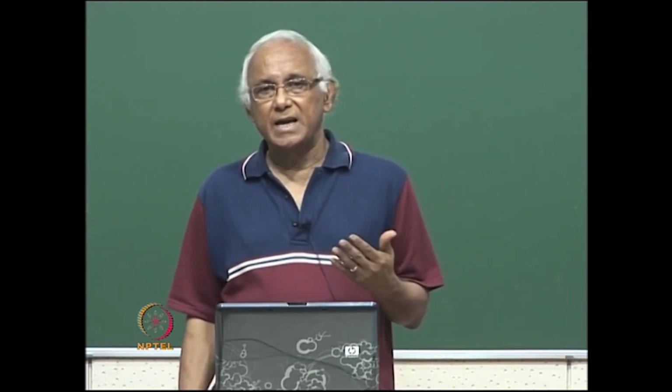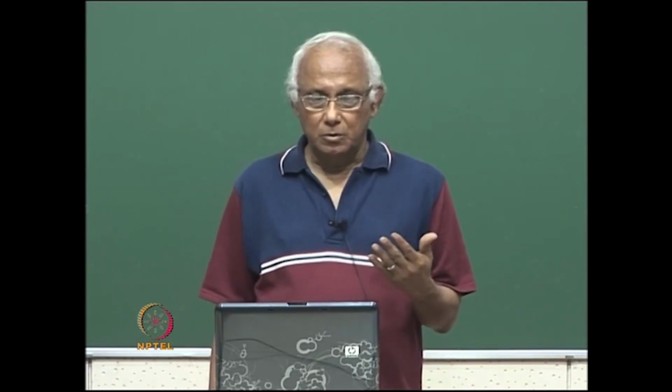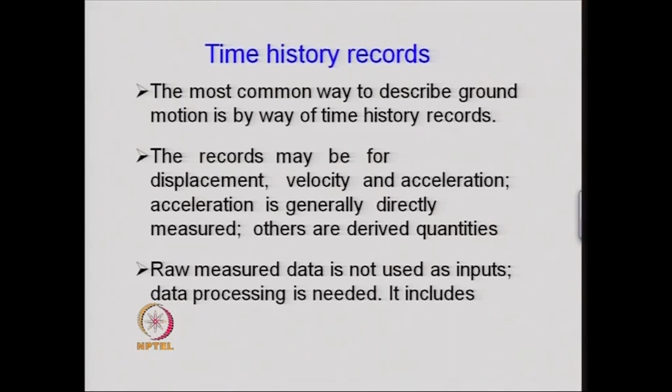The most direct and simple earthquake input is the time history record. It is the most common way to describe ground motion. These records may be of displacement, velocity and acceleration. Generally, acceleration is directly measured. The other quantities, that is the displacement and velocity, are derived quantities.